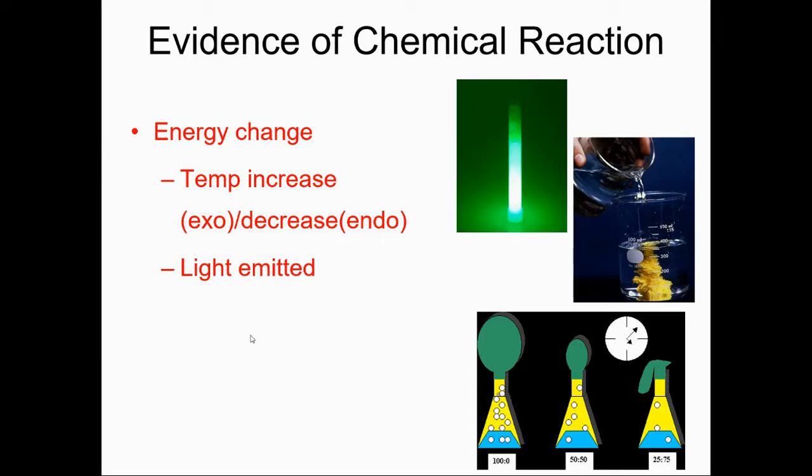For instance, if your temperature increases, you have an exothermic process. You feel heat. That's evidence that you had a chemical change. It got warmer. Or, for instance, if your temperature gets colder, if you touch it, it's colder to the touch. Your temperature decreases, that's an endothermic process. That's a sign of a chemical change. You see light where there was no light before. That's a sign of a chemical change.